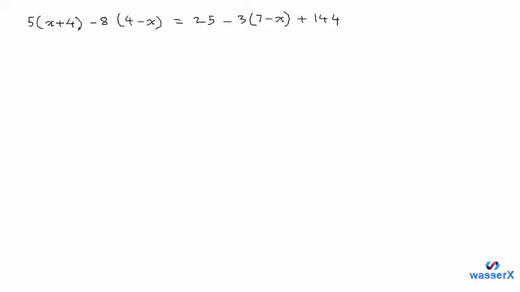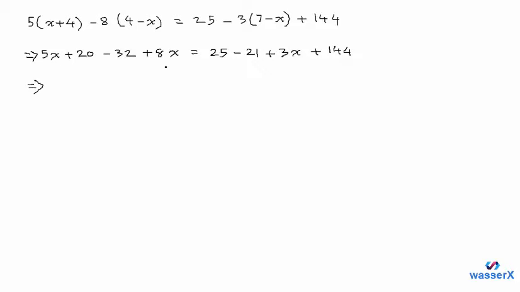5 multiplied with x plus 4 is the same as 5 times x. That is, you want to multiply the number outside with each term inside the parentheses. So this is 5 times x, that's 5x, plus 5 times 4, that's 20, minus 8 times 4, that's negative 32, and negative 8 times negative x is plus 8x. On the other side, we have 25, minus 3 times 7, that's negative 21, and negative 3 times negative x is plus 3x, plus 144. Let's combine the like terms.